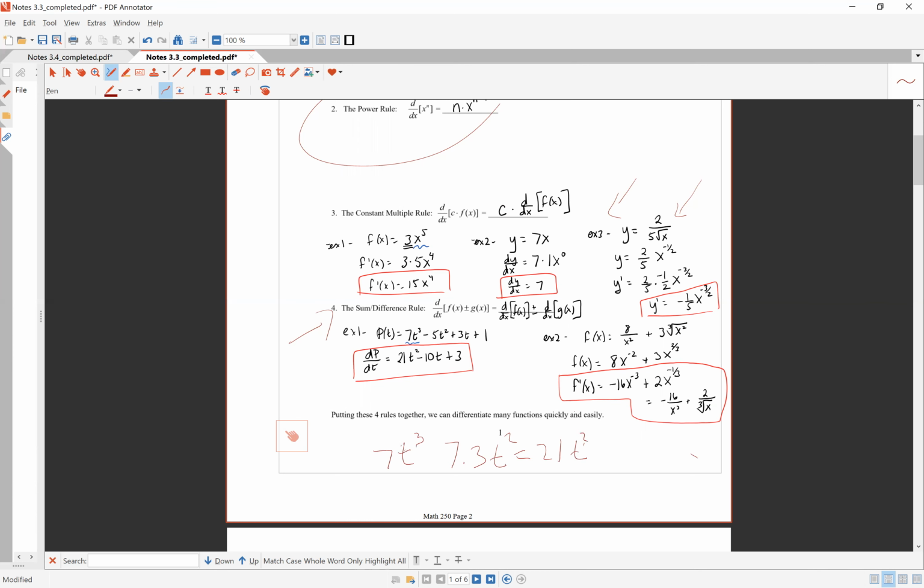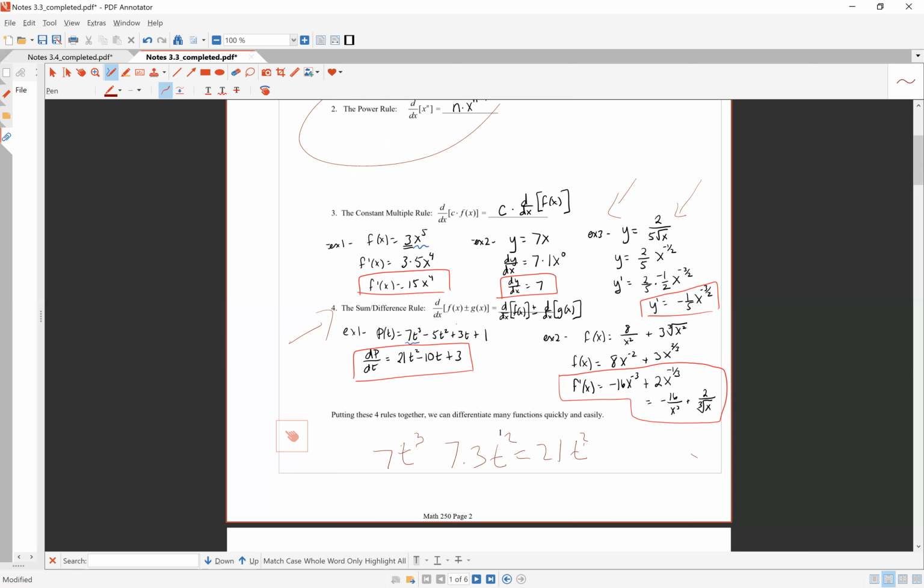And you can do the same thing for the other terms. Oh, I'm sorry, I'm looking at the derivative function. The derivative of 5t squared is, we drop down the 2, and we get minus 5 times 2, so we get minus 10t. The derivative of 3t is just 3, and the derivative of 1 is 0.